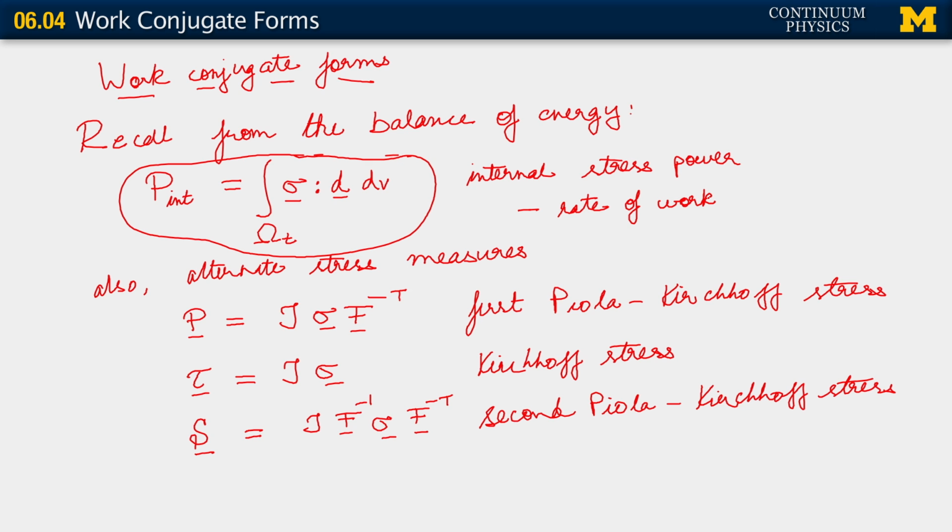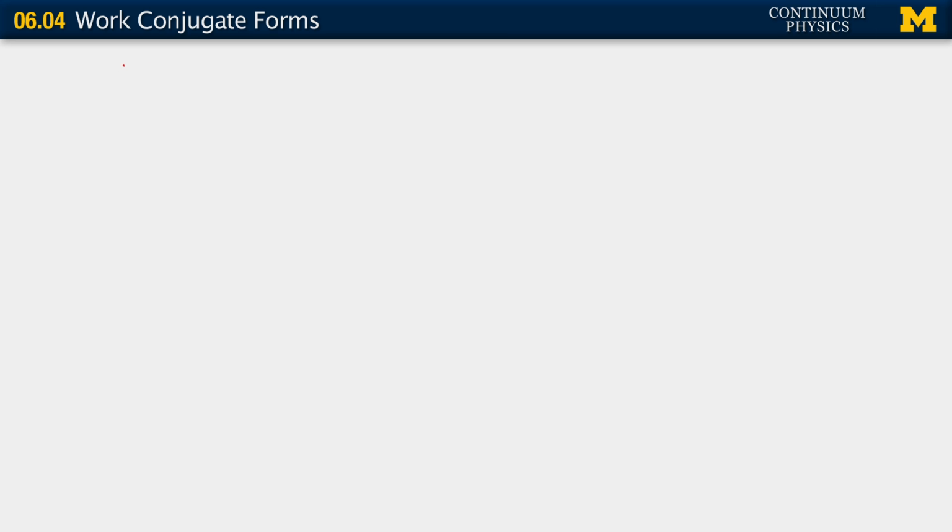Okay, let's start then with what we have. Integral over omega t of sigma contracted with d, dv. The very first step that we can take is to observe that we can just rewrite this as an integral over omega naught, by recognizing that while we may hold the integrand the same, little dv is basically the determinant of the deformation gradient times capital dV, right, where capital dV is the elemental volume in the reference configuration. But then when we multiply sigma by J, we get back the Kirchhoff stress.